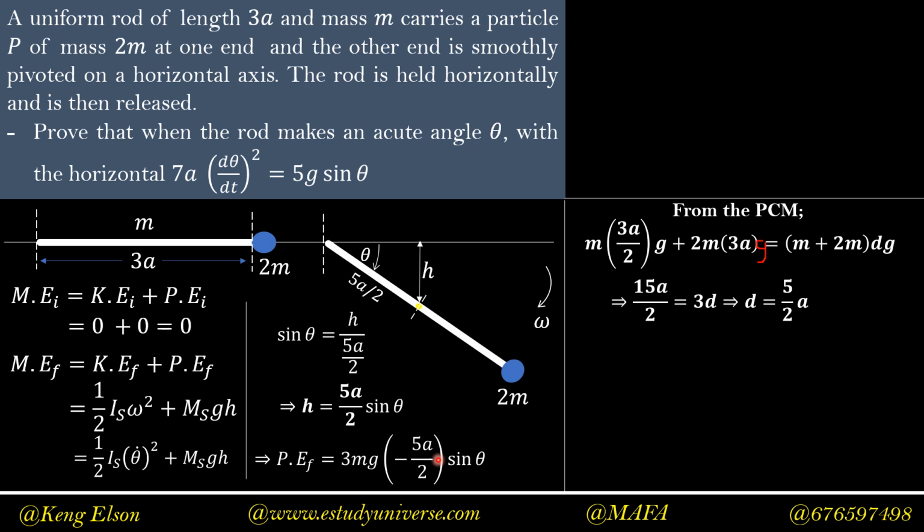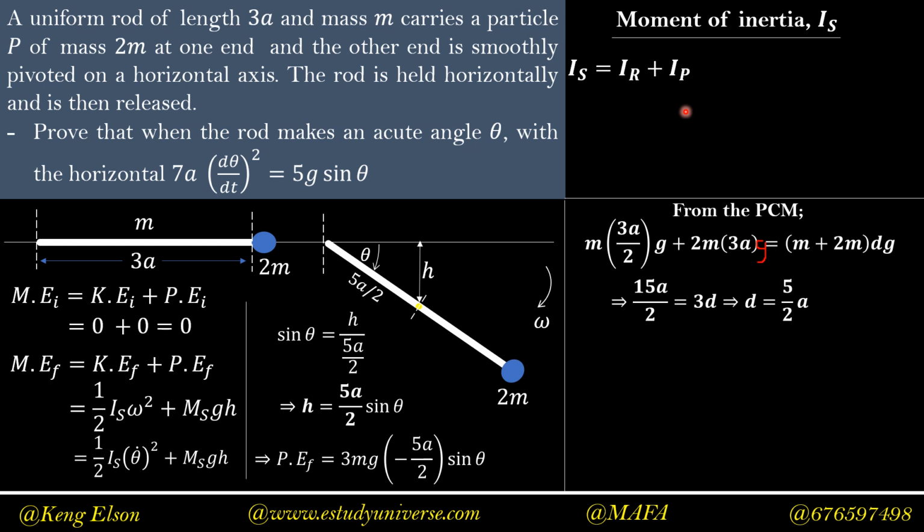Now what is left is to get the moments of inertia of the system. And this system is a combination of the rod and a point mass, that's a particle. So the moment of inertia of the system about the horizontal axis is basically gotten by summing the moment of inertia of the rod about that axis plus the moment of inertia of the particle about that axis. So how do I get the moment of inertia of the rod about the axis?